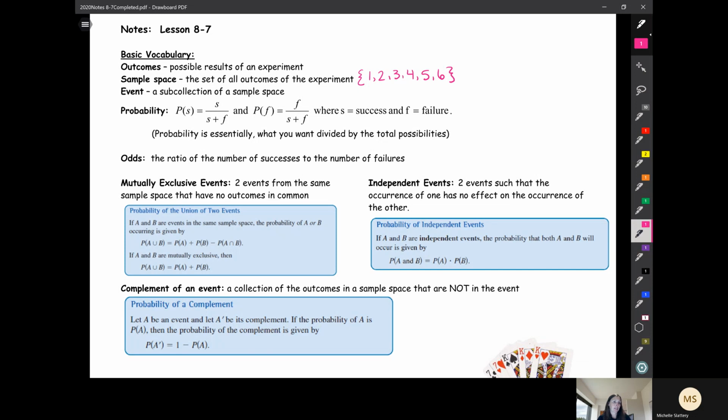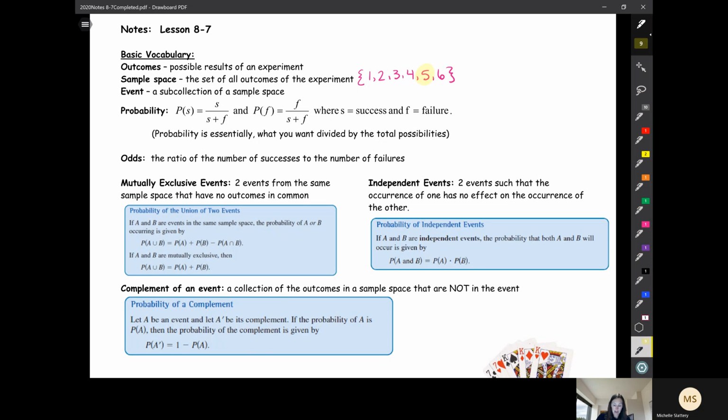Now let's say I want to look at the probability of a specific event. An event is a sub-collection of that sample space. So maybe it's what you're trying to get to happen. So let's say my event is rolling a 5. Okay, so my event is just going to be that one number, a 5. Now, what's the probability of rolling a 5?